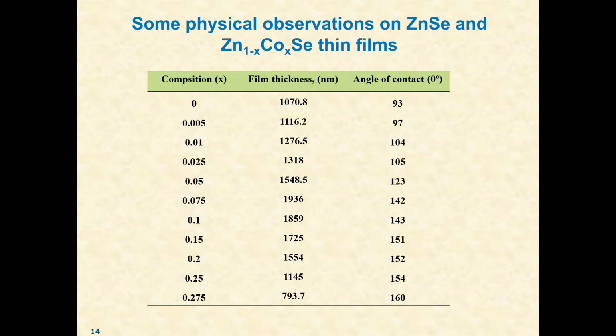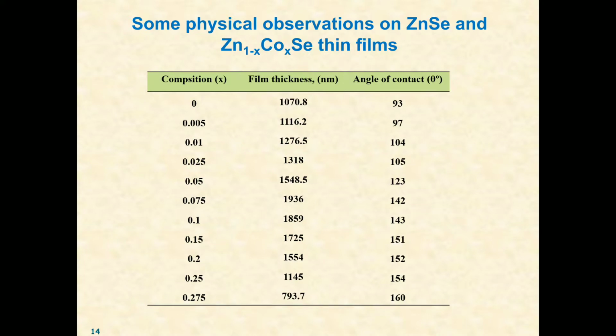Again, from the table we can see some physical observations on ZnSe and ZnCoSe thin films. The terminal layer thickness in nanometers decreases from 1070.8 nanometers to 793.7 nanometers with respect to the composition parameter 0 to 0.275, and the angle of contact increases as the composition parameter x increases.